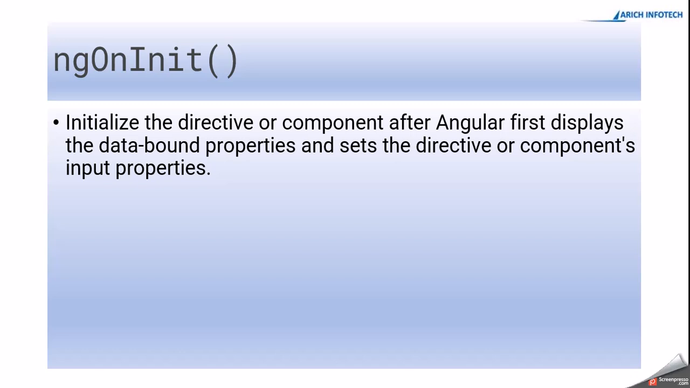Init means initialization. So ngOnInit, at the time of initialization of the object of your component, this method will be executed. It initializes the directive or component after Angular first displays the data-bound properties and sets the directive or component input properties. So the first time the object of the directive or component is created by Angular, at that time ngOnInit will be executed. For initialization this method will be executed.